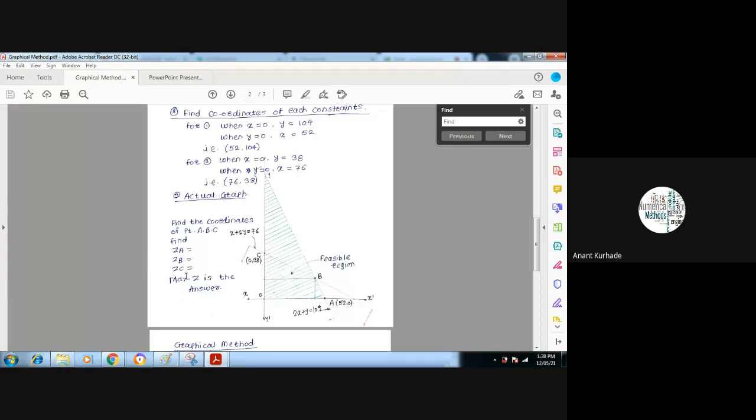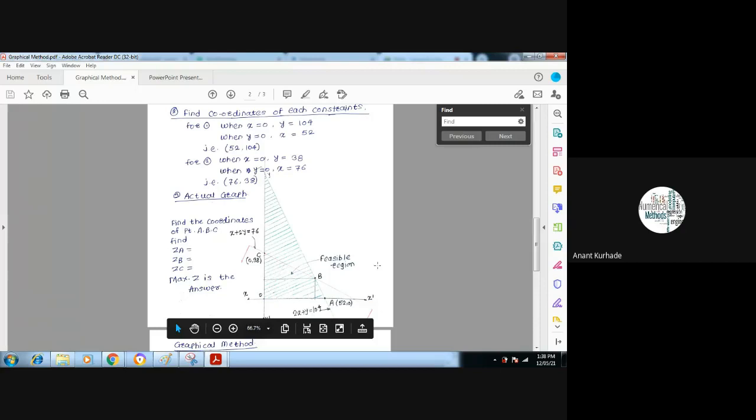So try to understand what our objective function is. If it is maximization, then always find the maximum value from these three, ZA, ZB, ZC. If it is minimization, then find the minimum value. Up to this, any doubt?